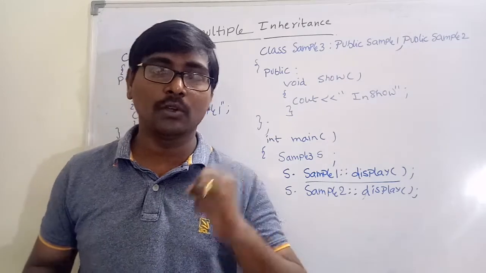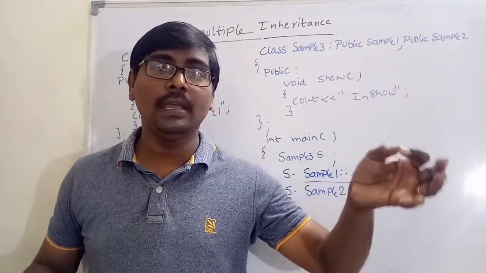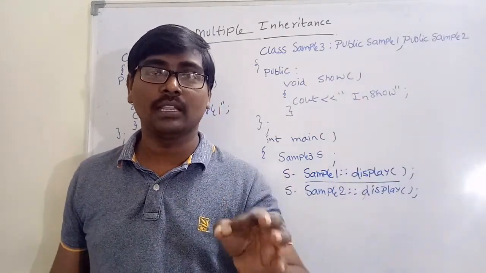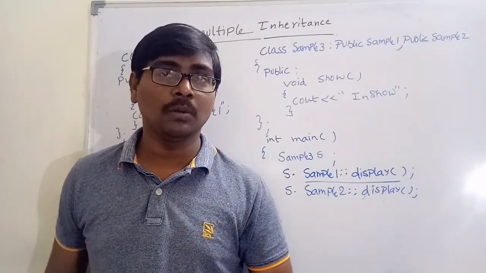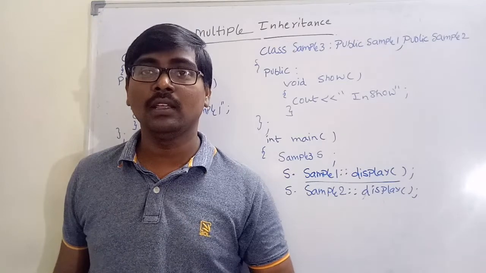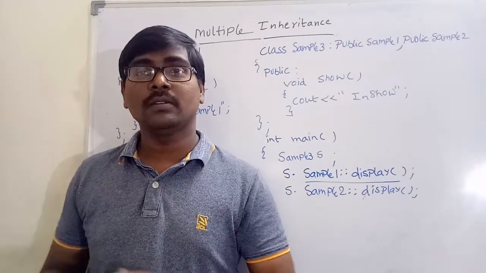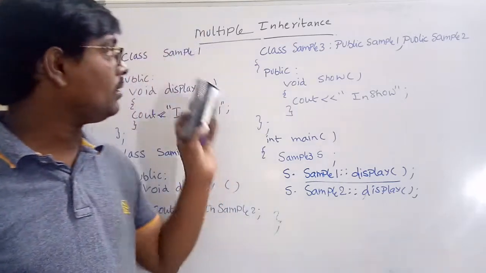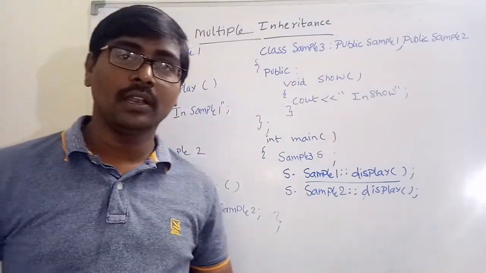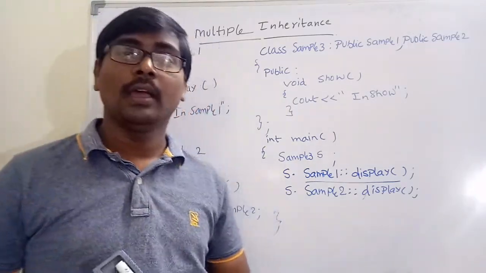When the ambiguity occurs, both the parent classes contain a method with the same name. Then the child class derives the method, no problem. But at the time of calling, from which class the particular method is called, that is the problem. Okay, this is multiple inheritance. Next we will move to hierarchical inheritance.